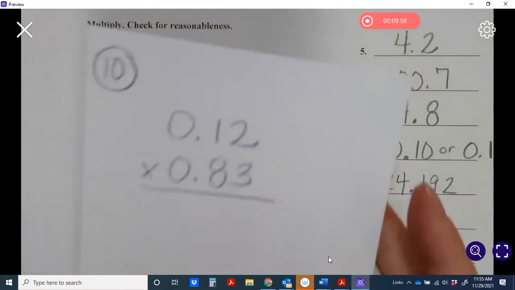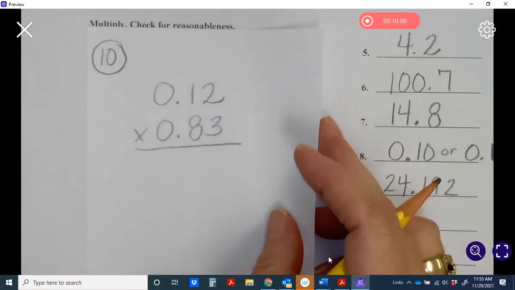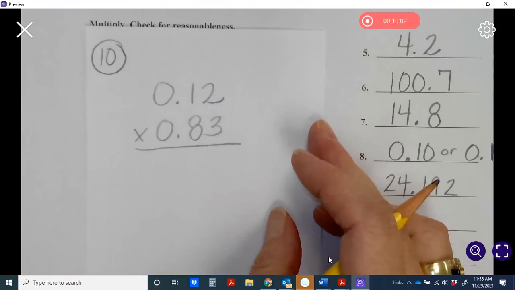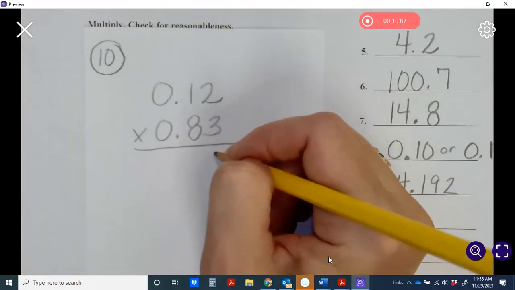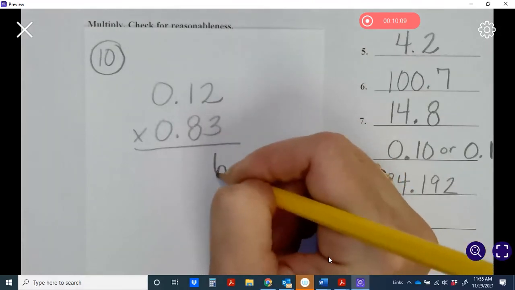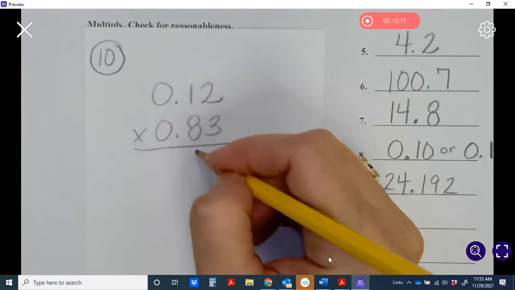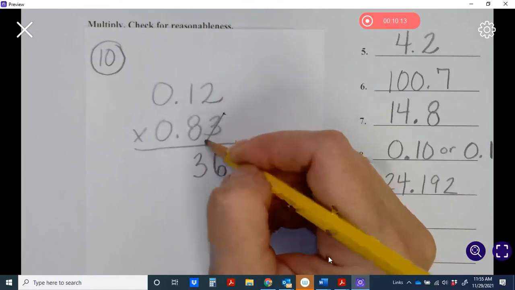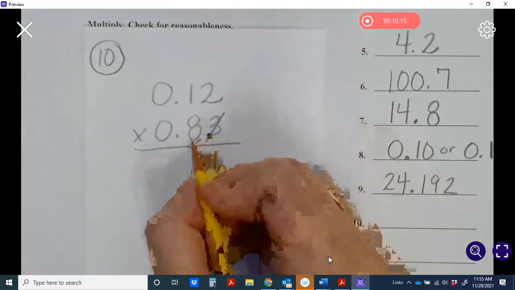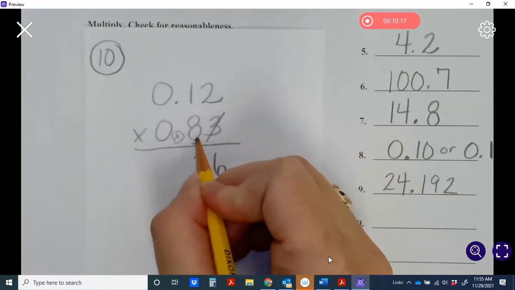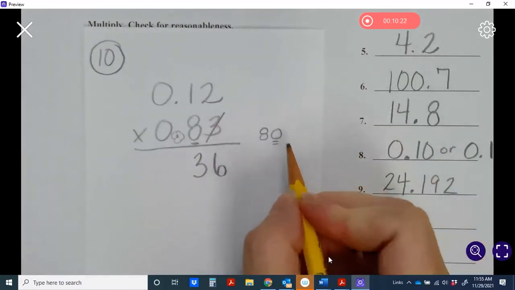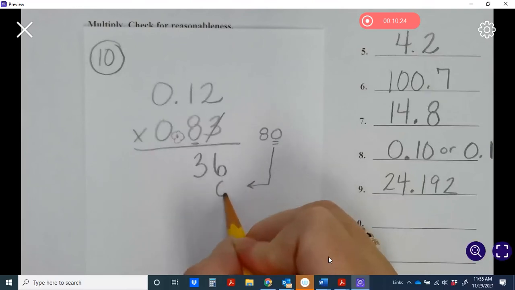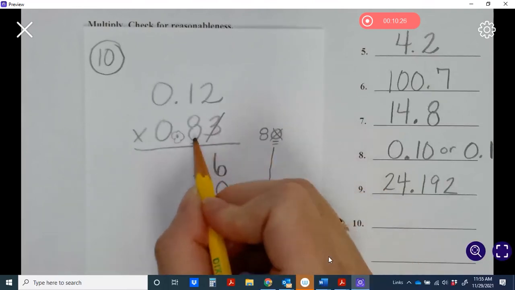Question number 10. 12 hundredths times 83 hundredths. 3 times 2 is 6. 3 times 1 is 3. I'm done multiplying by the 3, so I cross it off. The 8, again, we're going to pretend this doesn't exist, would be 8, 0. And we need to use this as a placeholder. And now we can just multiply by 8.